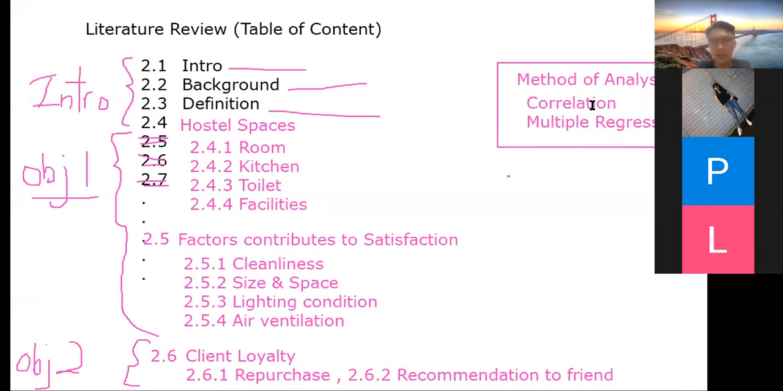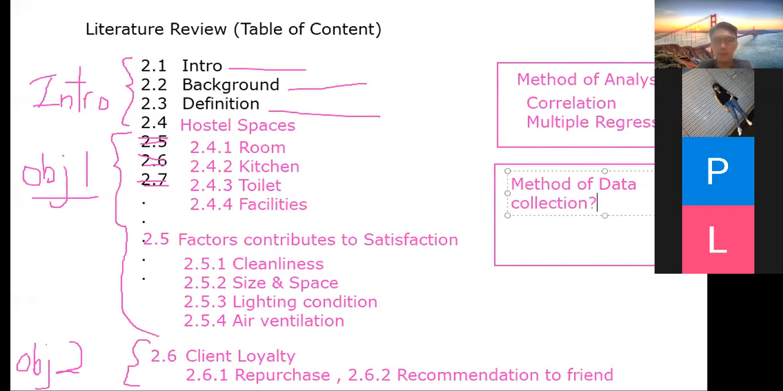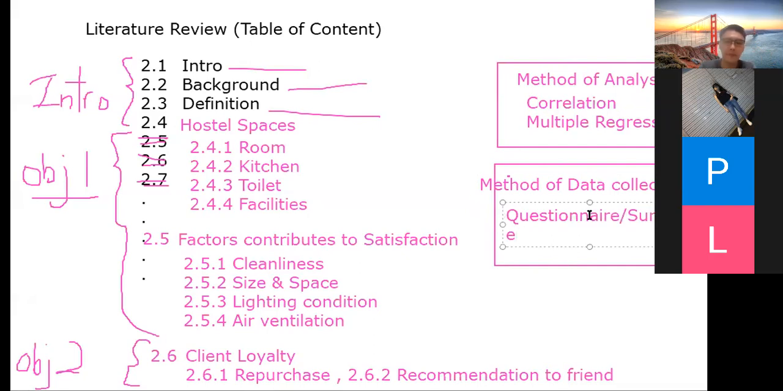Method of analysis is correlation and multiple regressions. Since you guys mentioned, can you tell me what my method of data collection is, so I know where you do not understand? Questionnaire, correct. Survey. Okay, so make sure you get it right.